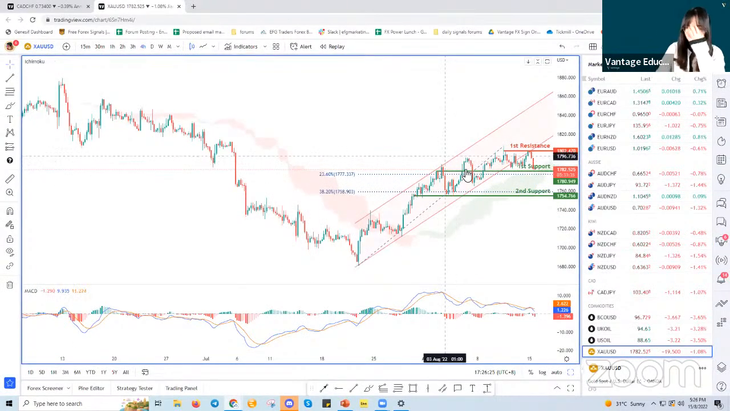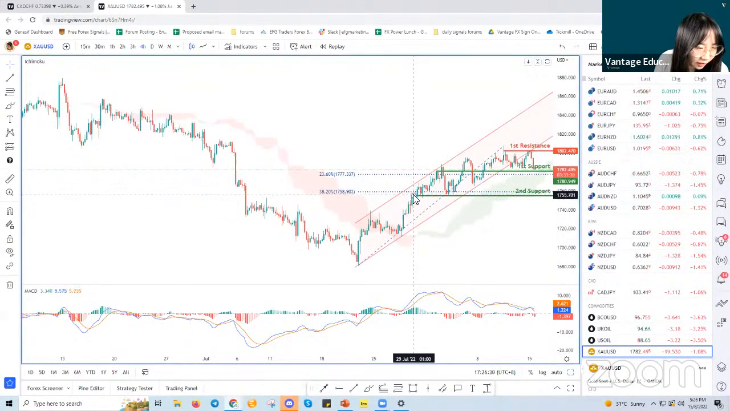Okay, we're back here, and then okay, we can try to move it a little bit higher, which is in line with our 38.2 Fibonacci level here.